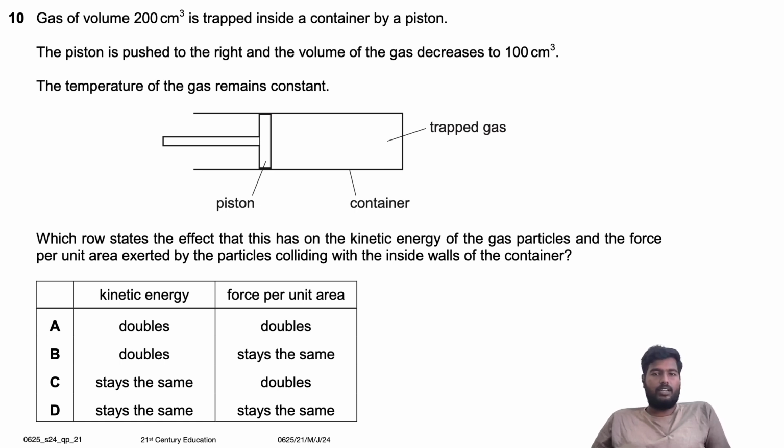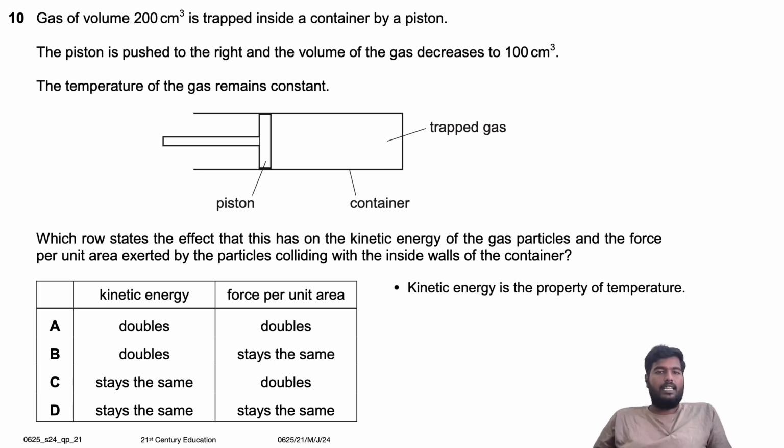Force per unit area is pressure. First, kinetic energy is a property of temperature. If temperature increases, kinetic energy will increase. But here it's stated that the temperature is constant. So kinetic energy stays the same. How about pressure? Pressure is force per area.